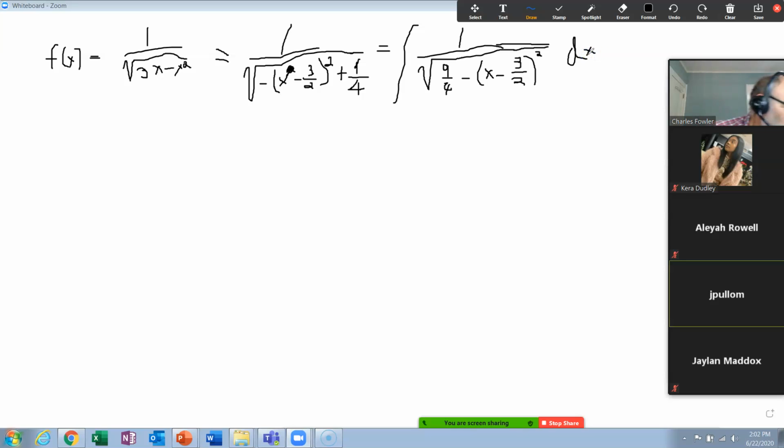Let me go back and read the problem. Find the area of the region bounded by that graph. The lines x equal 3/2 to x equal 9/4. Okay, so we're integrating that from 3/2 to 9/4.